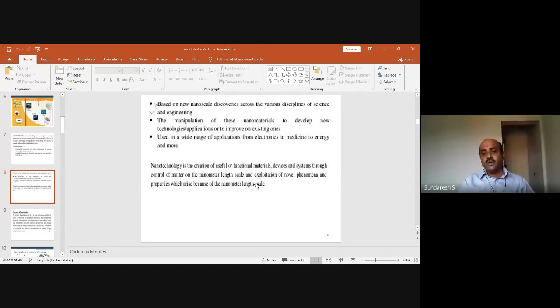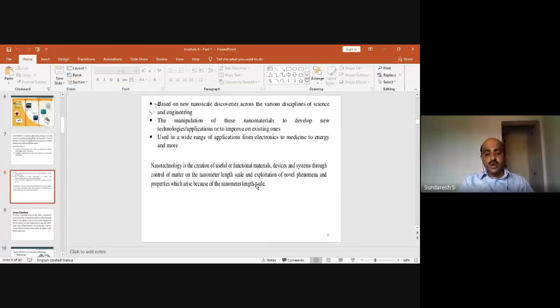In the sense, nanotechnology involves manipulation. If anything needs to be changed at the nano level in the nanomaterials, the manipulation is to be done to develop new technology. So we need new technologies or applications, or to improve the existing. And it is used in a wide range of applications, from electronics to medicine to energy and more. The applications of nanotechnology are plenty. We can start from electronics to medicine to energy, and of course we are going to discuss those things later.